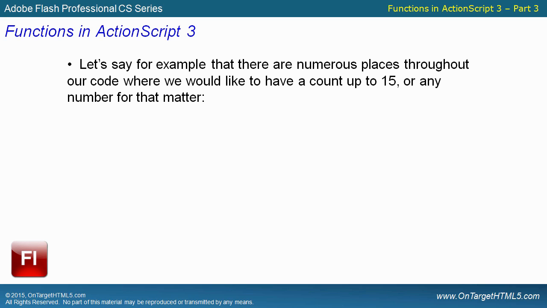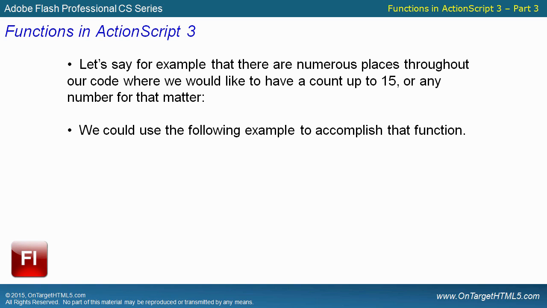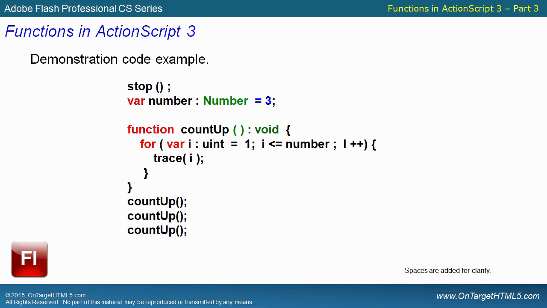Let's say, for example, that there are numerous places throughout our code where we would like to have a count up to 15, or any number for that matter. We could use the following example to accomplish that function. And here we just got a regular function. We're declaring a variable number 3, and then we're using our function to actually go through and count up. And you'll notice we're calling that function numerous times, not just once, and you're going to see when we go through our demonstrations that you can call a function numerous times throughout your application.